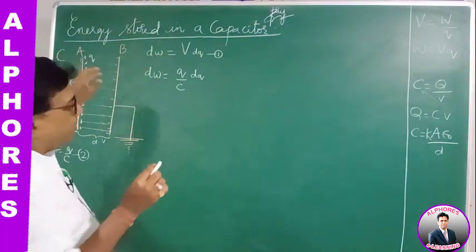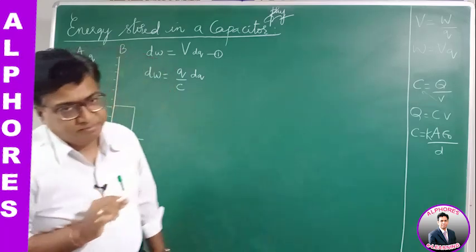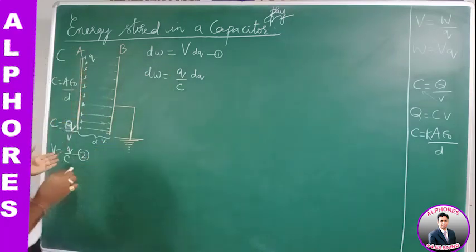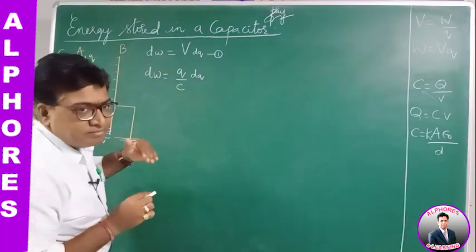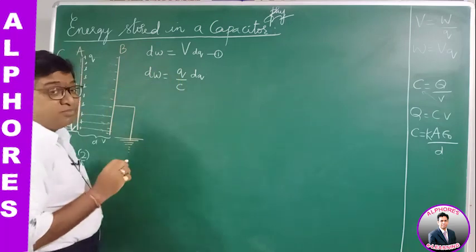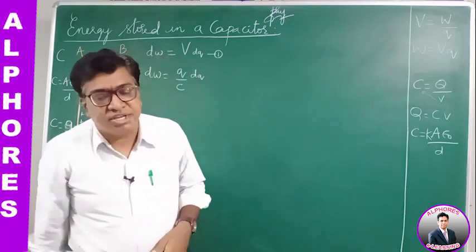So at a potential V, the plate is at a potential V. Now I have to add dq. So the small work done, dW, is V. Well, V is q by C, putting that over it. Therefore, dW is q by C dq. Now this is a small work done, but for a small element of the charge.